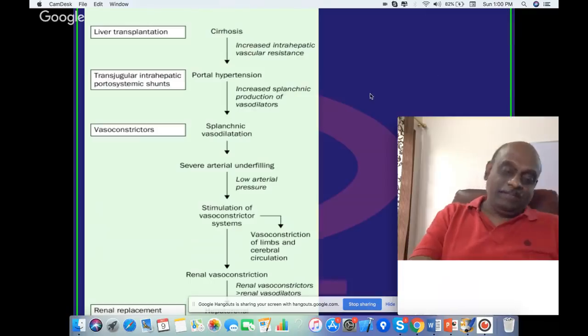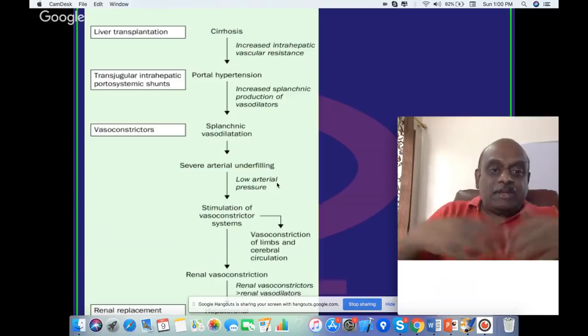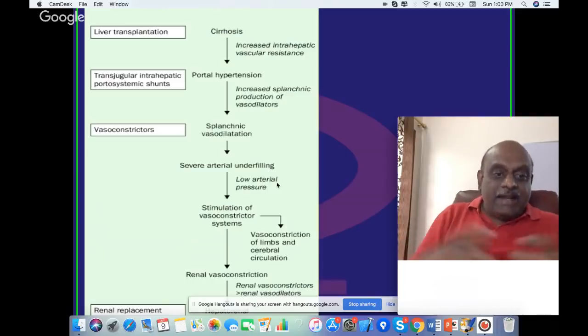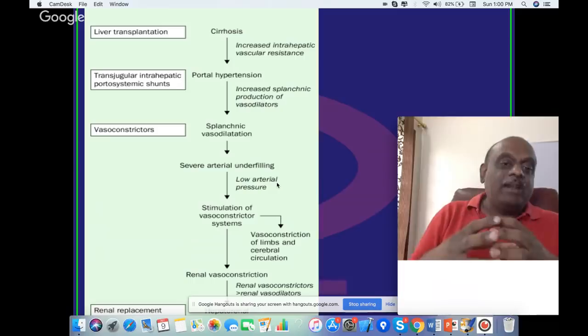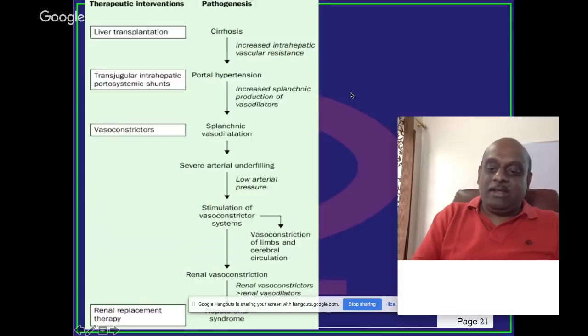in the case of hepatorenal syndrome, cirrhosis will increase intrahepatic vascular resistance. That leads to portal hypertension. That will increase the splanchnic production of vasodilators. That leads to splanchnic vasodilatation and a severe arterial underfilling, and that leads to development of a low arterial pressure that stimulates the vasoconstrictor system, and that leads to renal vasoconstriction, and that renal vasoconstriction leads to azotemia, is what you have to ultimately remember.